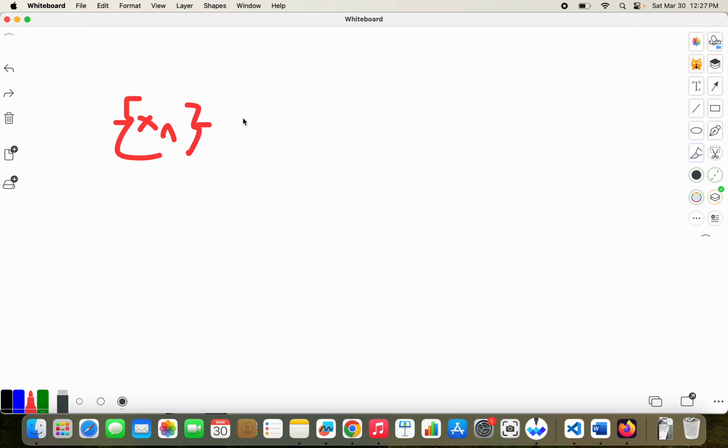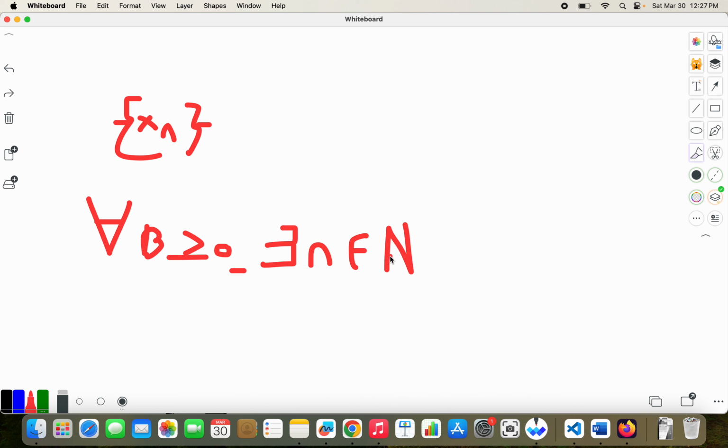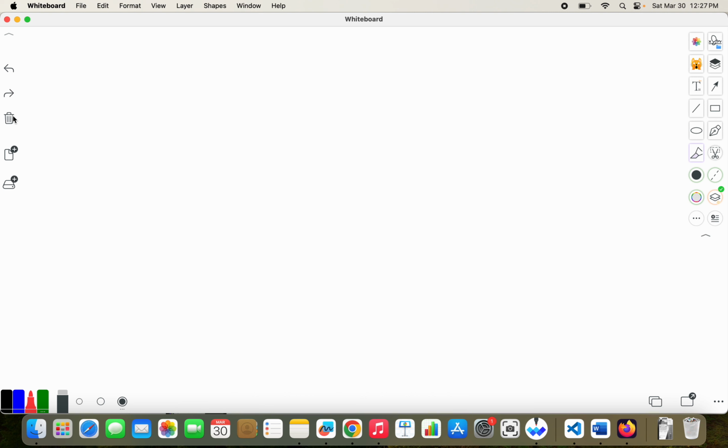Next, x_n is unbounded if for all b greater than or equal to 0, there exists an n in natural numbers such that the output value x_n is greater than or equal to b, and it's just a negation.